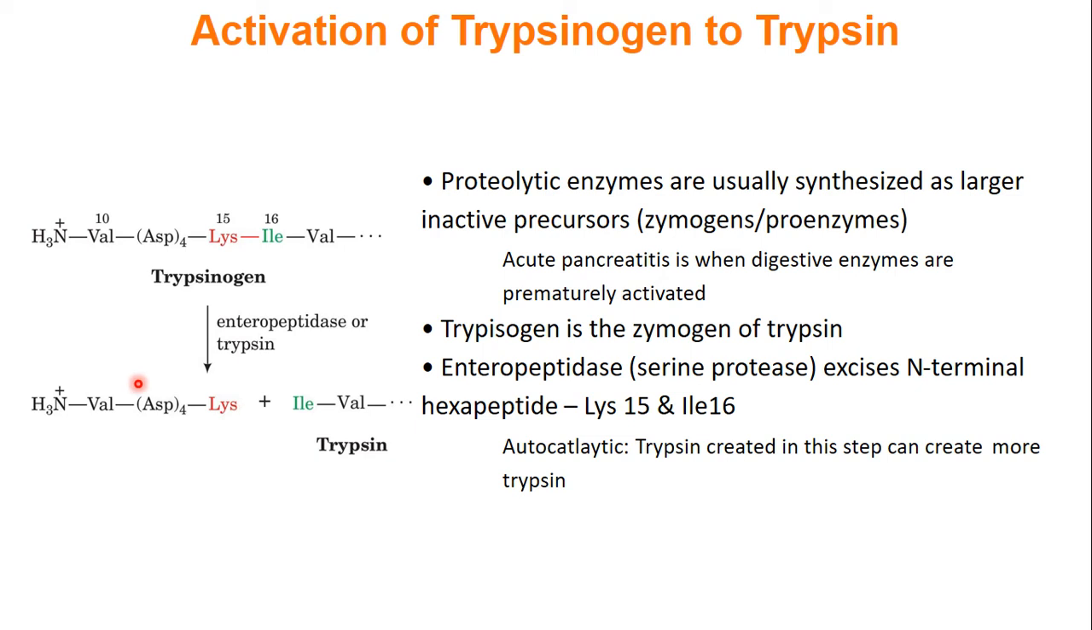trypsinogen. What's interesting is that when you make this cut, you're making trypsin, and trypsin can go and work on other trypsinogens as well. So this is autocatalytic. Other trypsins can create trypsins.